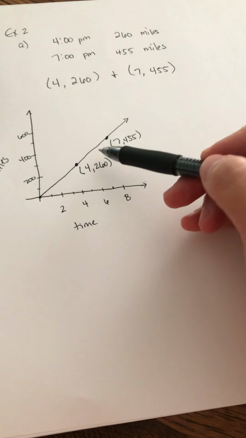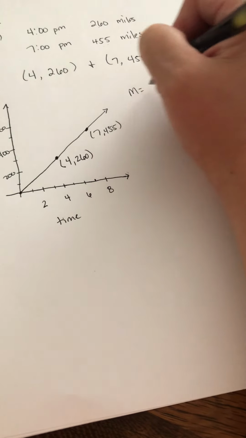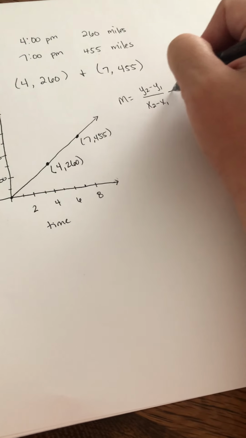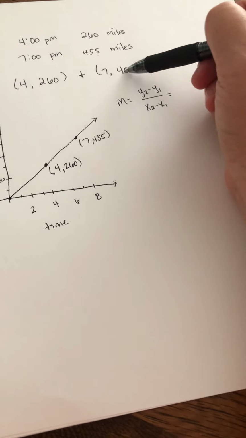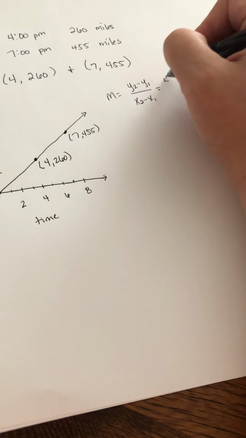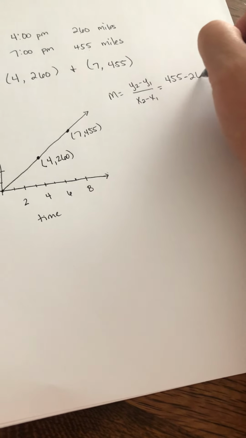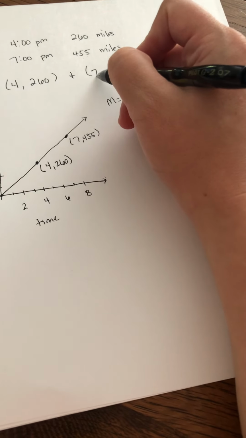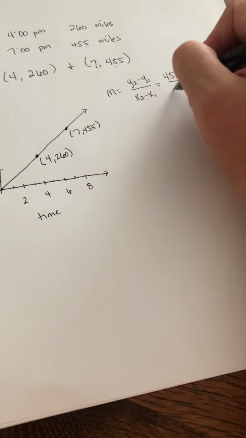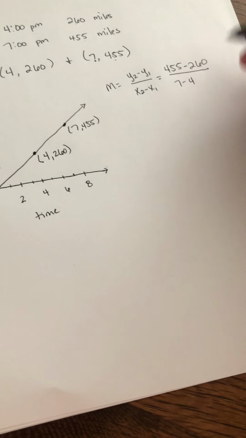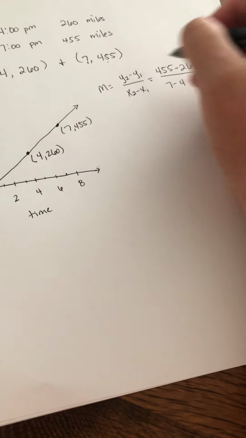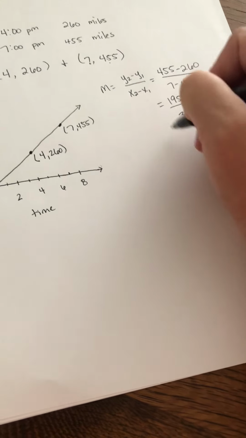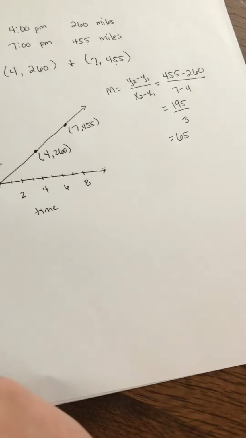So here I'm going to find my slope. I'm going to use my slope formula, which is y2 minus y1 over x2 minus x1. So I take my difference in my y's: 455 minus 260 over the difference in my x's. And whatever I've called y2, I have to use that point to start with for x2. So 7 minus 4. That's going to be equal to 195 divided by 3, which is equal to 65.